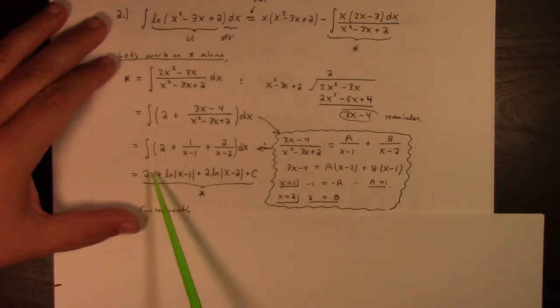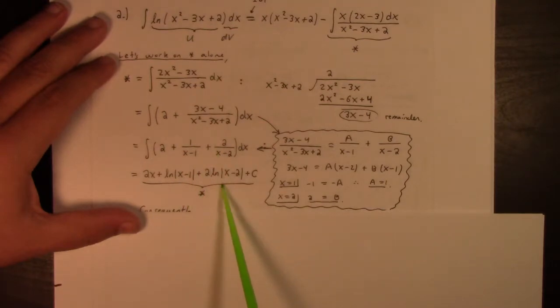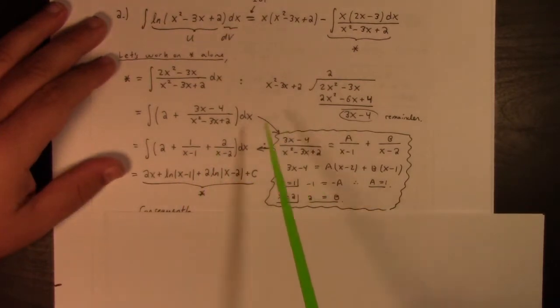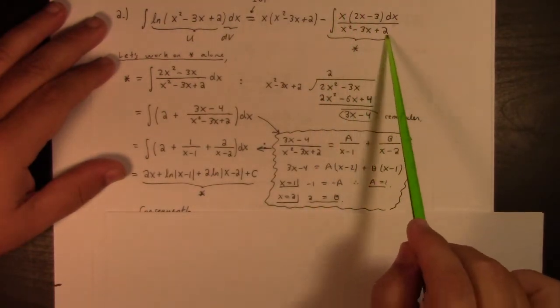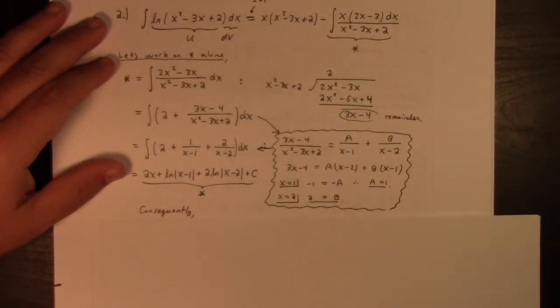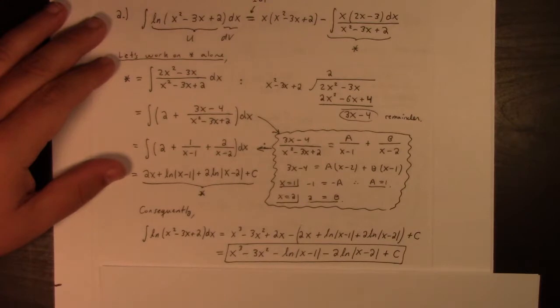Alright, integral of 2 is 2x, that integrates to that. So at this point, all I've done was just to integrate. I've done the integral of the star up here, right? Now we put it all together, and there you have it. This integral of the log is x log of x squared minus 3x plus 2 minus 3x minus the log of the absolute value of x minus 1, minus twice the log of the absolute value of x minus 2 plus a constant.